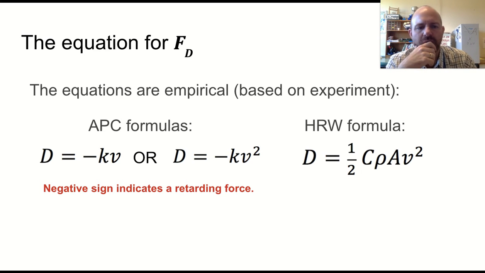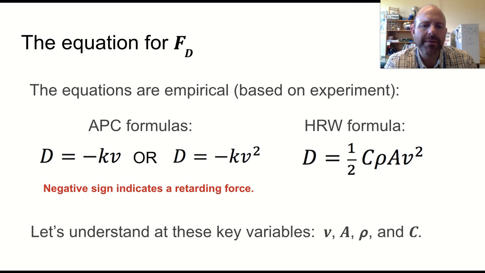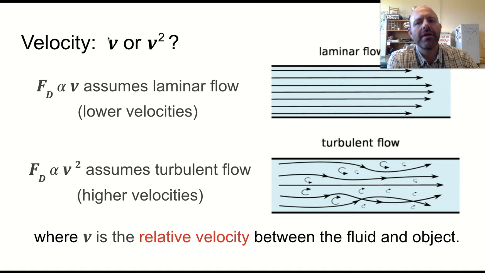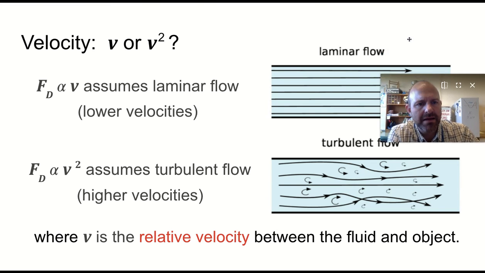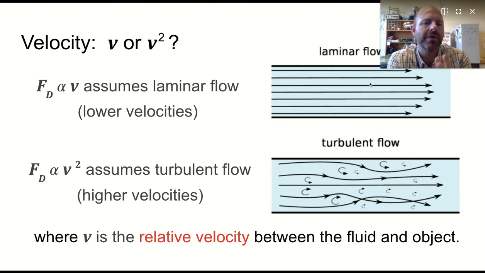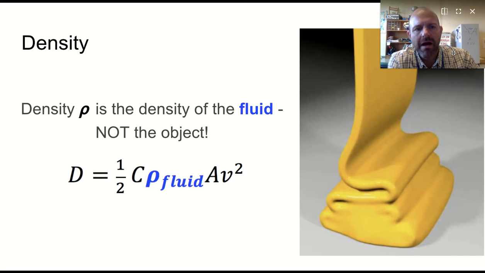In your textbook, you'll see this format. Really, that 1/2 C rho A are all just put into the constant, the k in the AP formula. But so we want to think about what happens here. Well, whether the velocity or the velocity squared is used depends on whether it's kind of laminar flow, lower velocity, or turbulent flow at higher velocity. So sometimes one is a better model than the other. Density is how thick the fluid is, not the object, the fluid itself. So if you're going through molasses, it's different than going through the air, just like going through the water is different than going through the air.